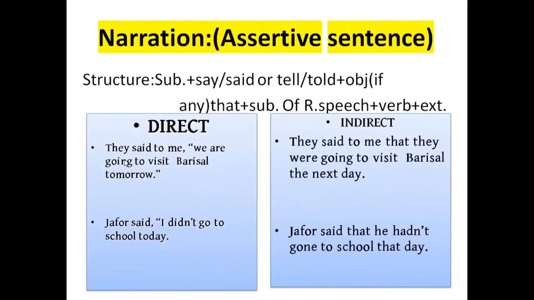In direct speech: They say to me, "We are going to visit Borishal tomorrow." In indirect speech, according to our structure: they say to me, here is the object, that they were going to visit Borishal the next day. Here, tomorrow changes into the next day, and "we are going to" is present continuous tense, and when we change into indirect speech, this present continuous tense changes into past continuous tense.